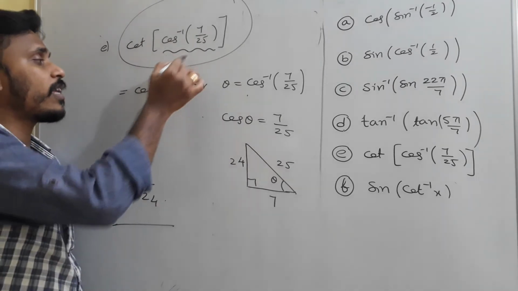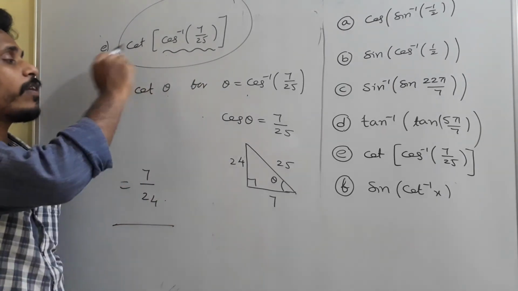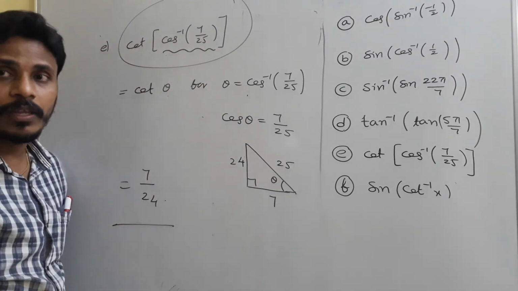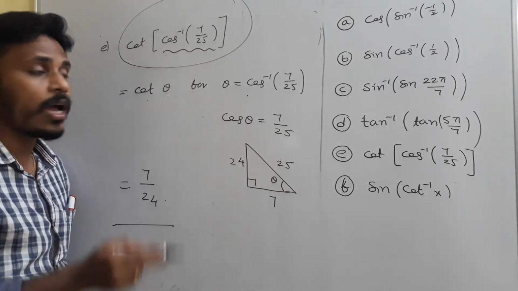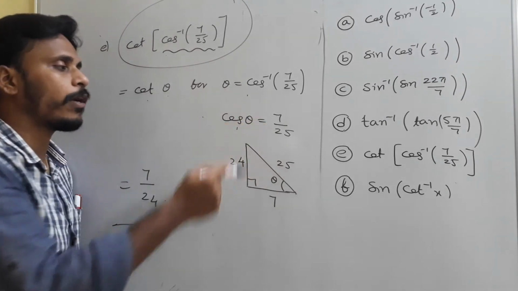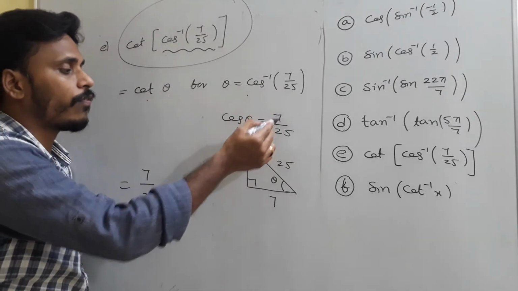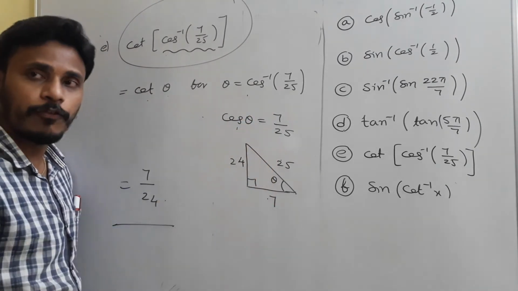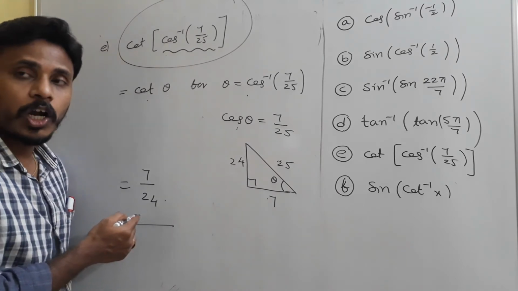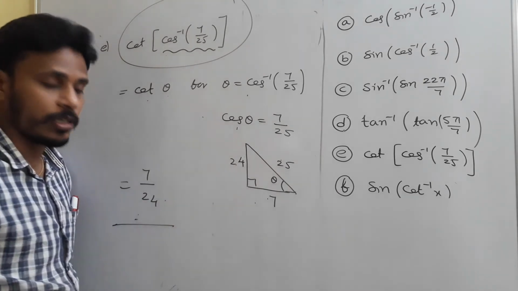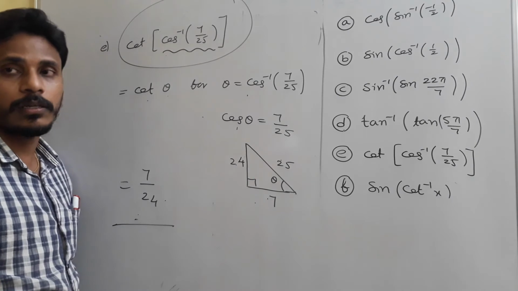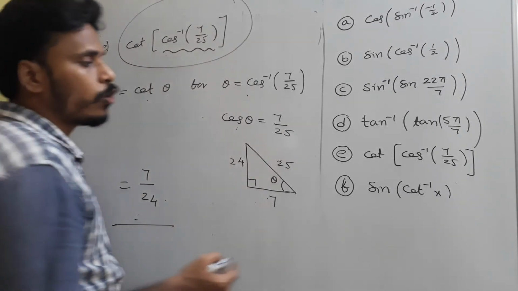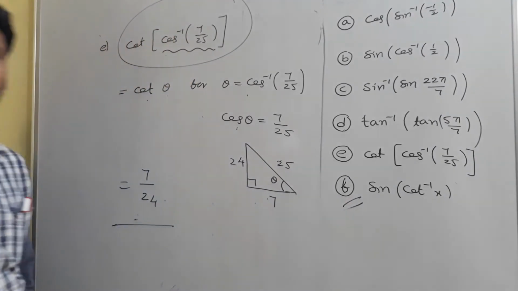You just treat this as some theta. So the given question will become cot theta. I need to find cot theta. I know cos theta as 7 by 25. So 7 by 25 means adjacent side and the hypotenuse. Opposite side is 24. Since we need cot, it means adjacent by opposite. So 7 by 24 is the answer. In the same way, you need to solve this F also. Just have a look.